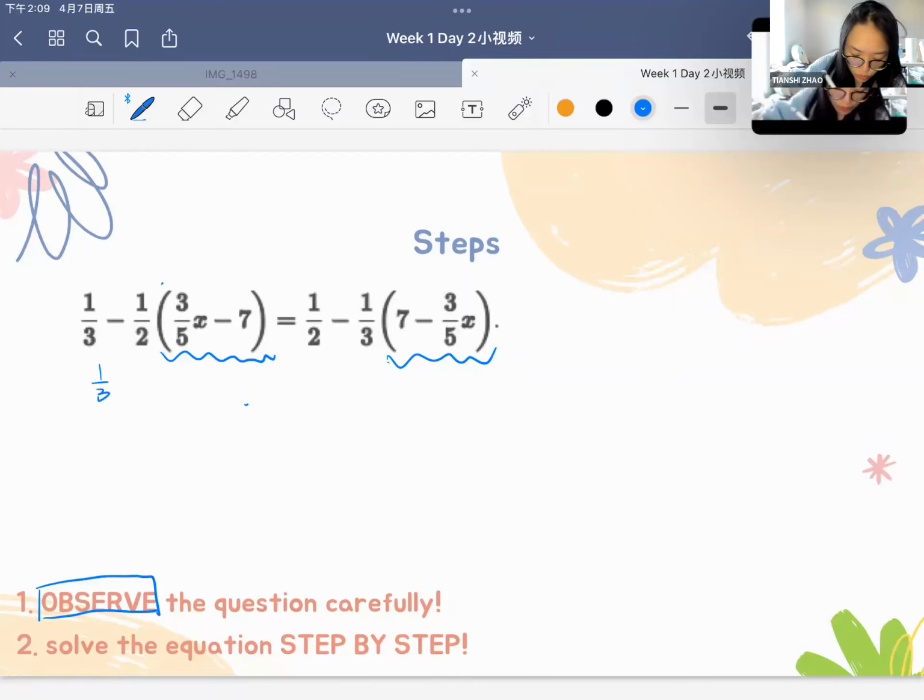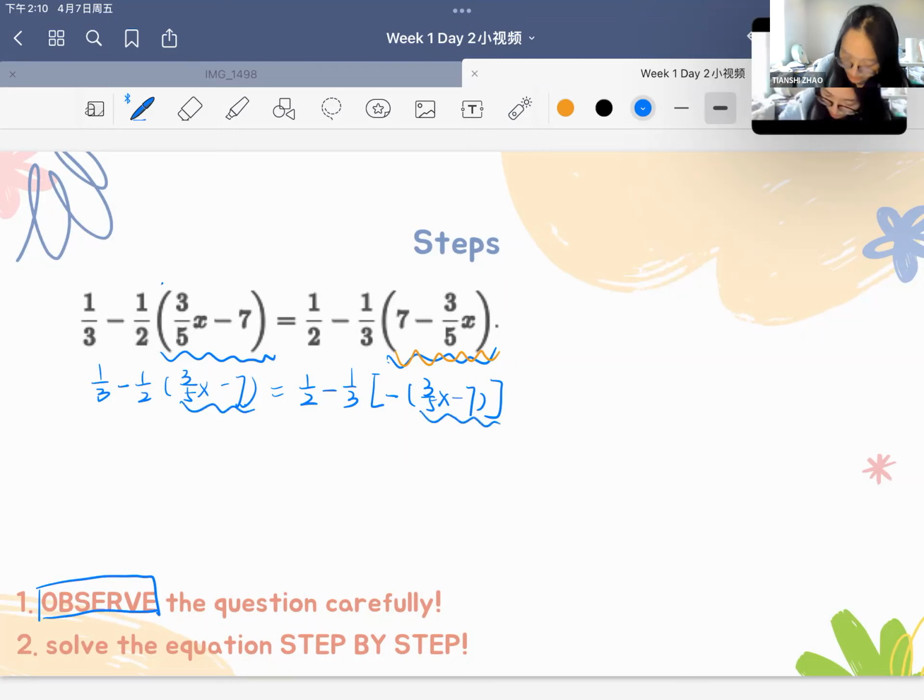A good way is to keep the left side. We can copy down everything on the left side, and in order to make the part on the right look exactly the same as the part within the parentheses on the left, we can add a minus sign manually. So here we will have minus, and then we make the opposite of it, which will become 3x minus 3x divided by 5 minus 7. And then you can see that these two terms look the same as each other.